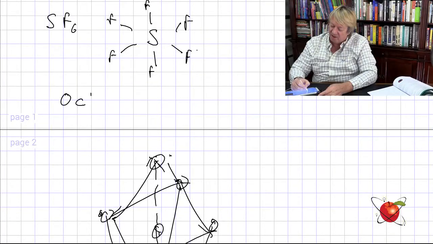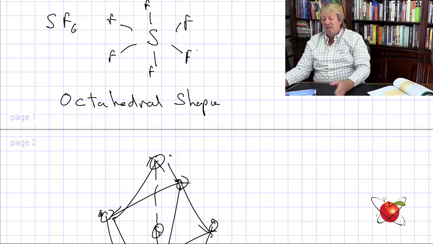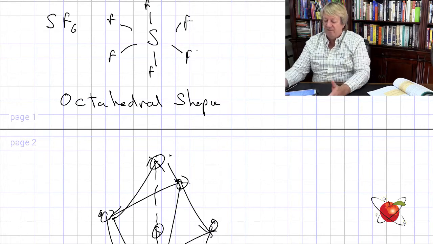Now that sulfur hexafluoride forms what we call an octahedral structure. Octahedral shape. Let me just go back up and put it underneath. This is octahedral shape. Now, that pretty much is the ones that we've got to know.